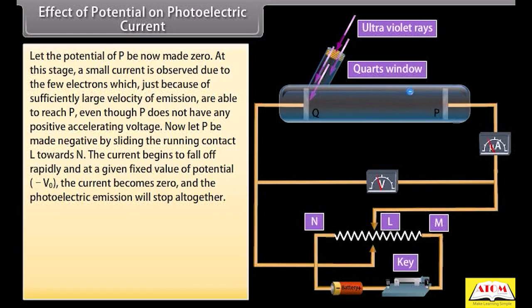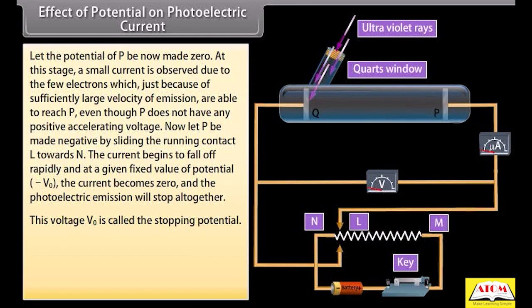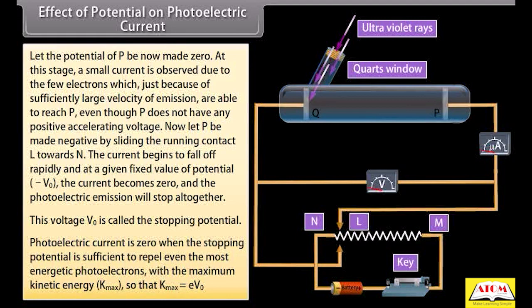Let the potential of P be now made zero. At this stage, a small current is observed due to the few electrons which, because of sufficiently large velocity of emission, are able to reach P, even though P does not have any positive accelerating voltage. Now let P be made negative by sliding the running contact L towards M. The current begins to fall off rapidly, and at a given fixed value of potential, minus V0, the current becomes zero, and the photoelectric emission will stop altogether. This voltage, V0, is called the stopping potential. Photocurrent is zero when the stopping potential is sufficient to repel even the most energetic photoelectrons with the maximum kinetic energy, Kmax, so that Kmax is equal to eV0.